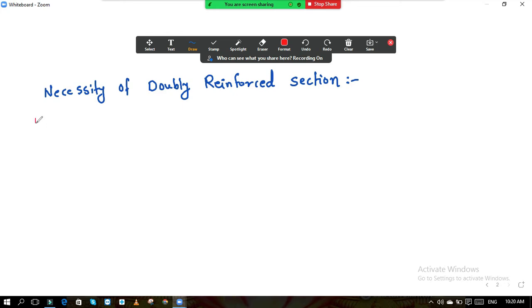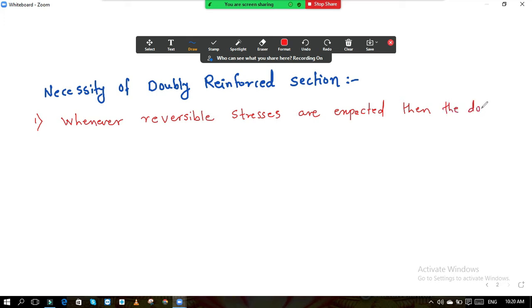So now why is it needed? So first thing, whenever reversible stresses are expected, then the doubly reinforced sections are provided.